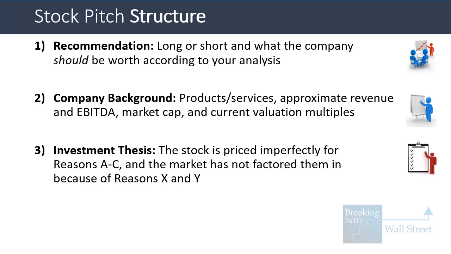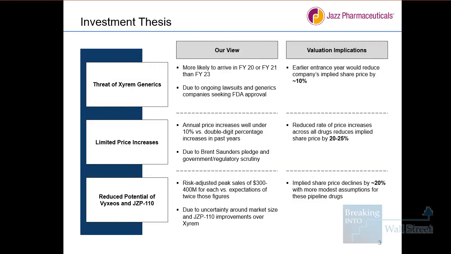Then in part 3, you go through the investment thesis and you explain why the stock is mispriced and why the market hasn't factored this in and adjusted to the correct price. So here we have 3 main reasons. The threat of generics to one of the company's key product lines. We think the company's ability to raise prices will be quite limited. And we think that some of its new experimental products or drugs will have lower than expected potential.